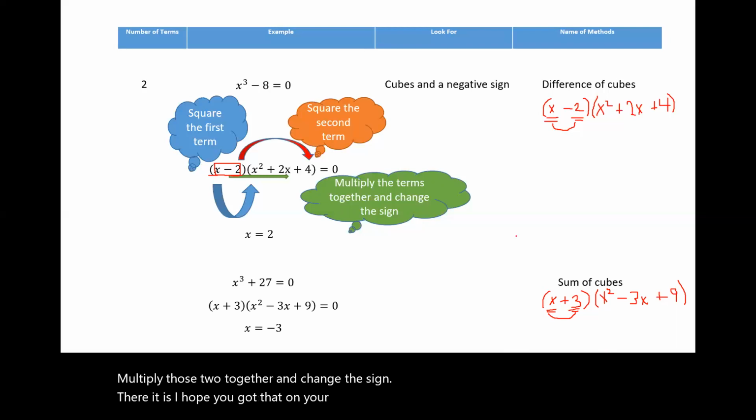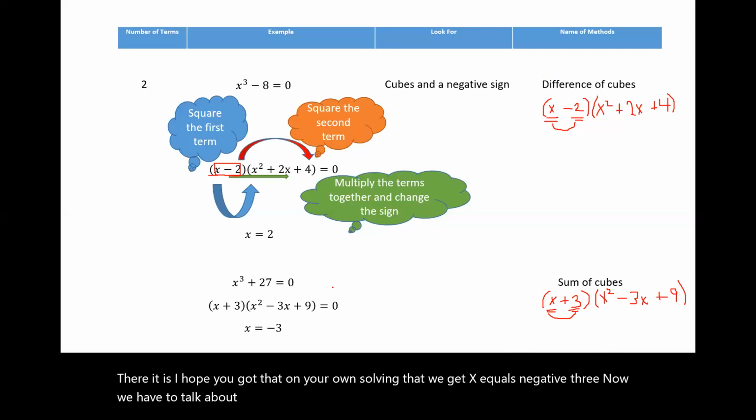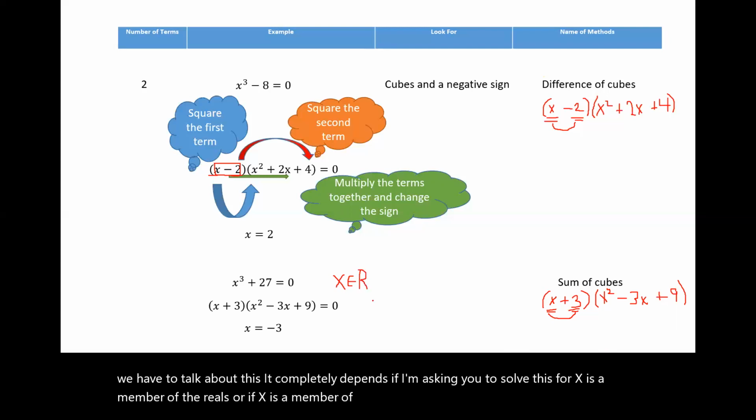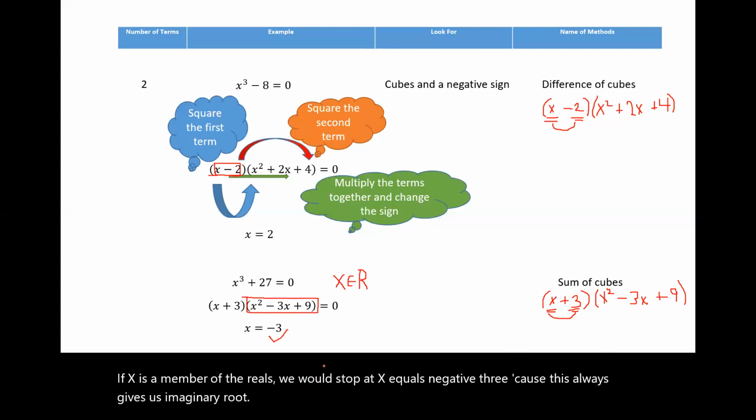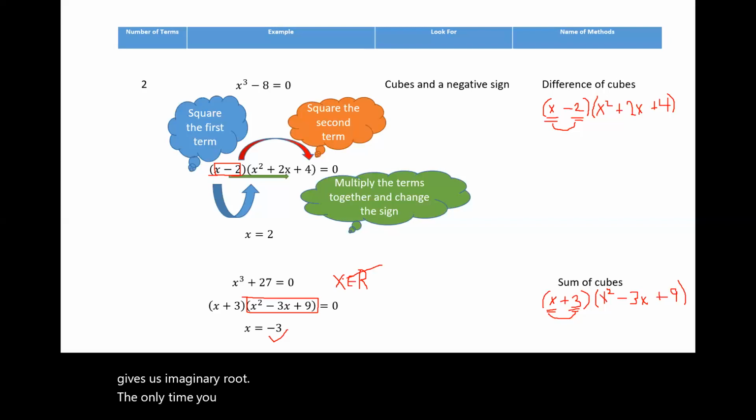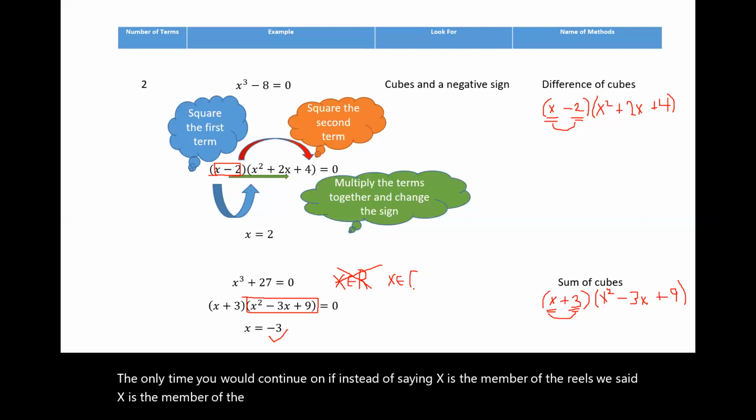Solving that, we get x equals -3. Now we have to talk about this. It completely depends if I'm asking you to solve this for x as a member of the reals, or if x is a member of the complex. If x is a member of the reals, we would stop at x equals -3, because this always gives us imaginary roots. The only time you would continue on is if instead of saying x is the member of the reals, we said x is the member of the complex, and then you're going to have to solve the last one.